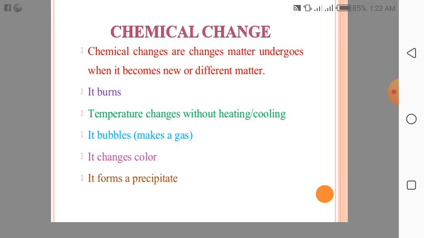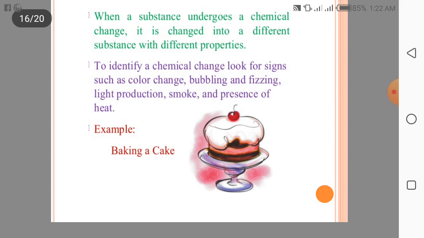Here we are going to discuss the chemical changes. Chemical changes are the changes matter undergoes when it becomes new or different matter. It burns, temperature changes without heating or cooling, it changes color, it forms a precipitate, or it bubbles, which means gas. Chemical change is a permanent change and it is an irreversible change. When a substance undergoes a chemical change, it is changed into a different substance with different properties. It's totally changed and does not come back to its original form, like in a physical change, that is the reversible change.